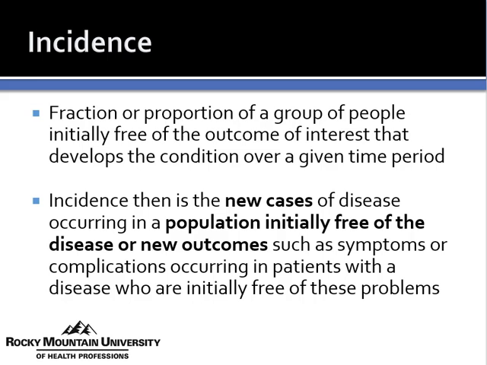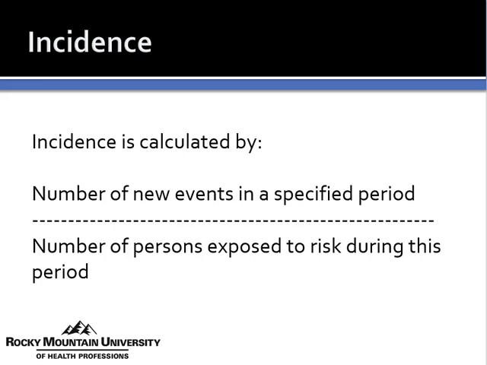Let's talk about incidence. Incidence is a fraction or proportion of a group of people initially free of the outcome of interest that develops the condition over a given period of time. Incidence, then, is the new cases of disease occurring in a population initially free of the disease, or new outcomes, such as symptoms or complications occurring in patients with a disease who are initially free of these problems. So incidence is calculated by the number of new events in a specified period divided by the number of persons exposed to risk during this period.